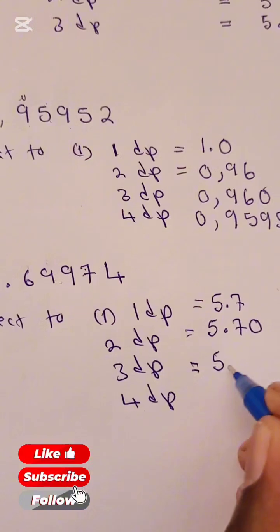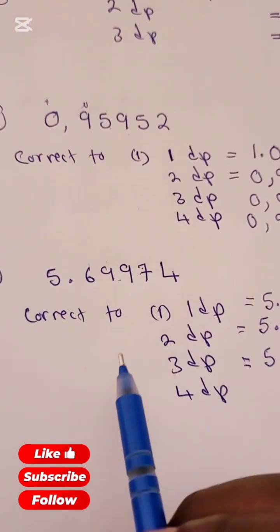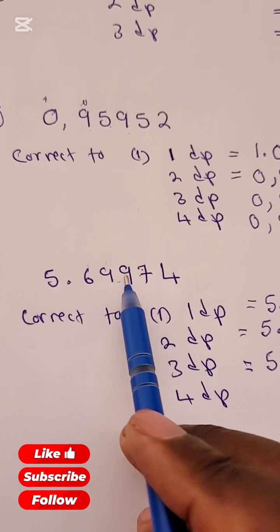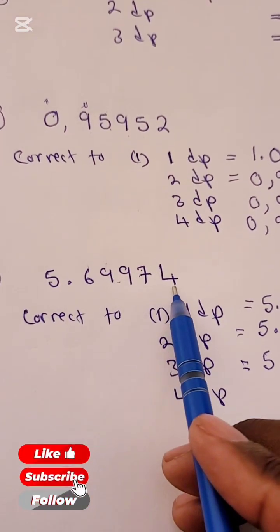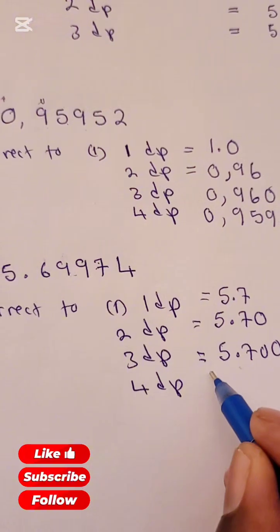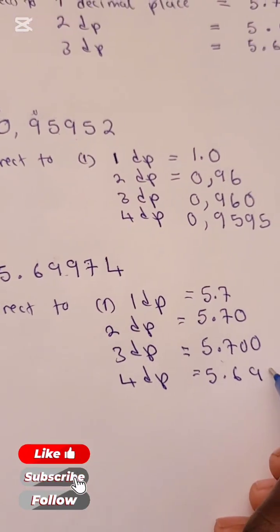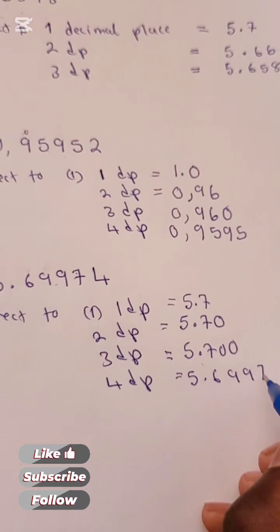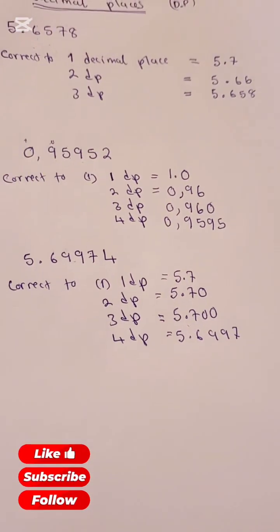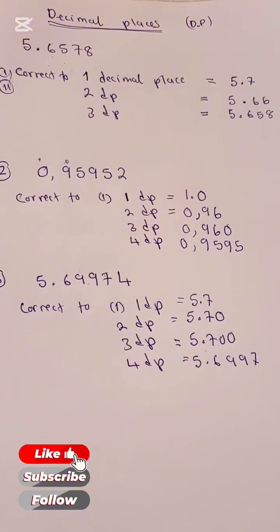It will be 5,700. Okay, then to 4 decimal places: 1, 2, 3, 4. And you look at the 4. 4 is below 5, so we cannot add anything here. So our answer will remain 5,699. Okay, so guys, that's it on decimal places.